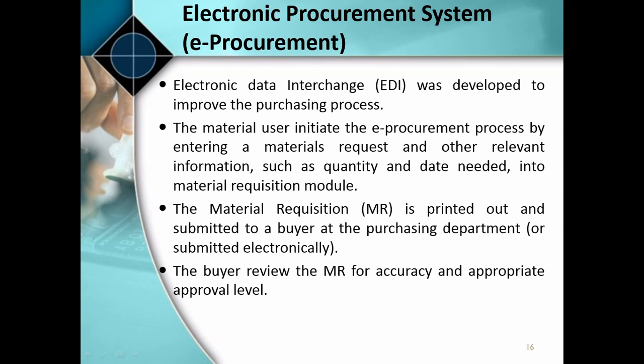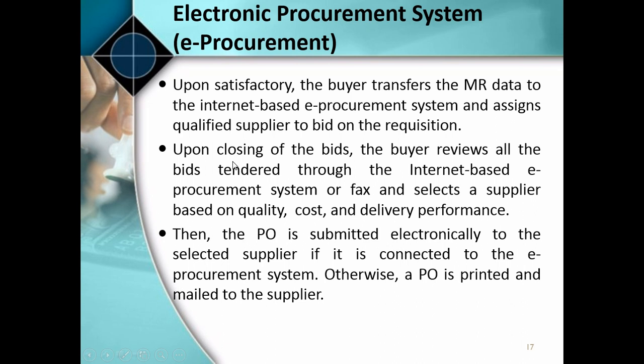The buyer reviews the material requisition for accuracy and appropriate approval level. Dari situlah buyer dia akan review material requisition, nak tengok supplier boleh tak supply barang yang dia nak mengikut apa yang telah ditetapkan. Upon satisfactory, the buyer transfers the material requisition data to the internet-based e-procurement system and assigns qualified supplier to be on the requisition.